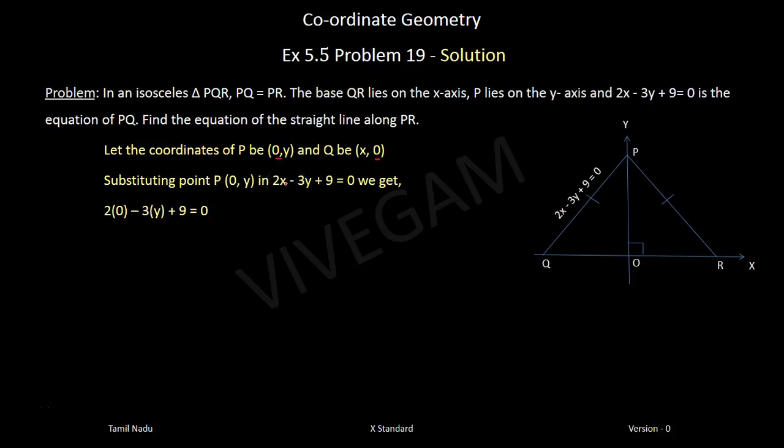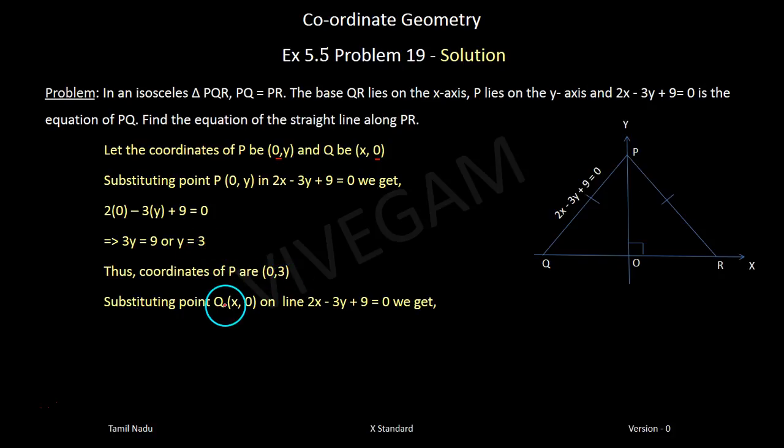This will become 2 into x value is 0, minus 3 into y will remain as it is, plus 9 will be equal to 0. So 3y will be equal to 9, or y will be equal to 3. The coordinates of P is 0 and y, so y is 3.